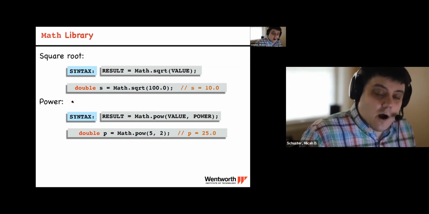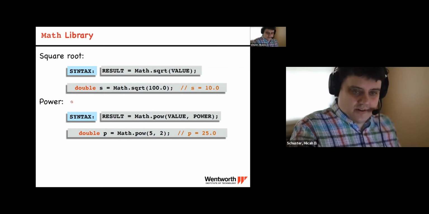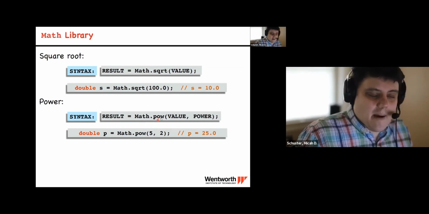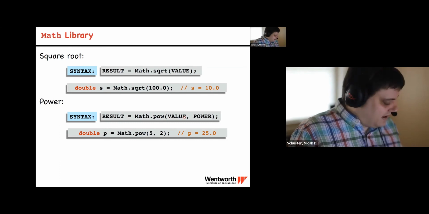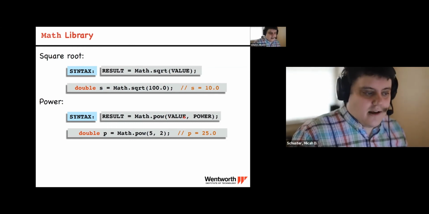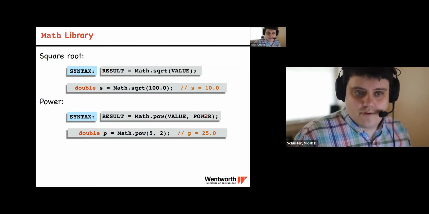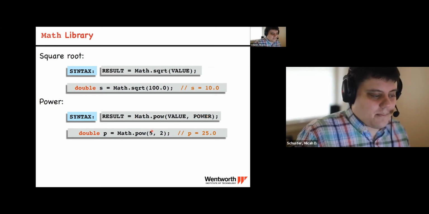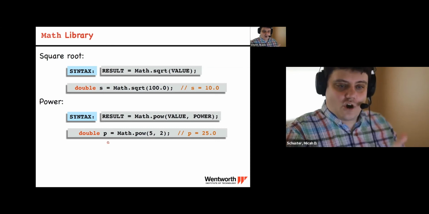For something like power, something raised to something else, like in this case 5 squared, you do Math.pow and give the value, in this case 5, and then what it's raised to the power of. So 5 squared. Math.pow(5, 2) gives me 25, which is saved into, in this case, P.